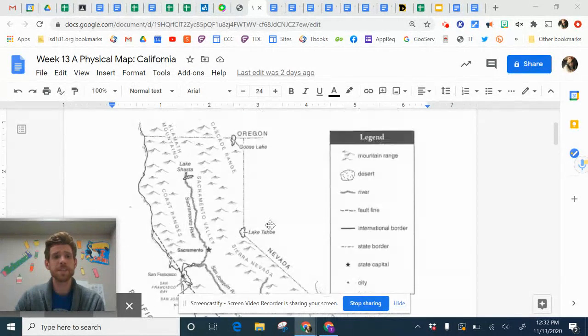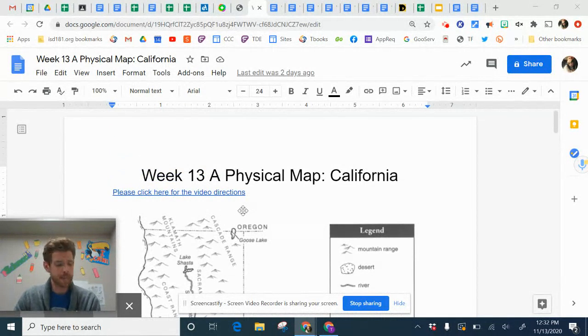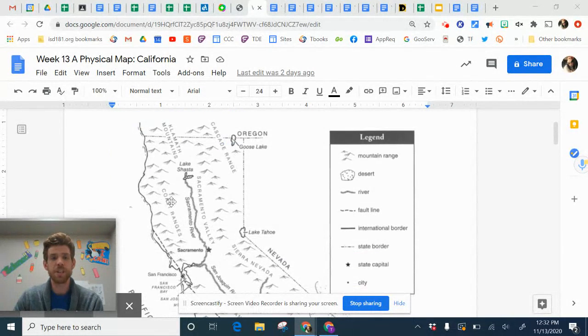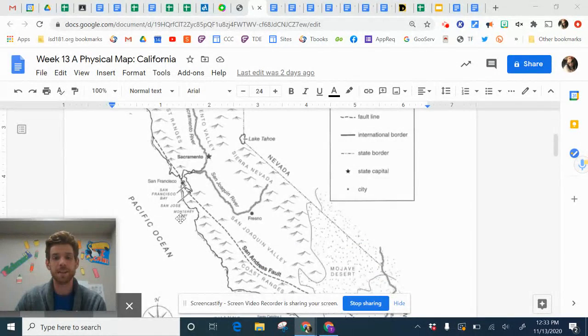Now, I told you that this is a physical map, but it also could be considered a geopolitical map, meaning it shows the geographic features and some political features of California. So I would probably call this a geopolitical map because it's got the geography and the political features, but it also fits into a physical map because it does show so many physical features, the valleys, the mountains, the deserts, the gulfs of our great state of California.